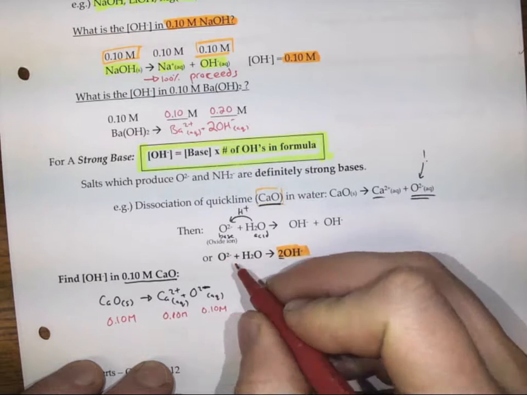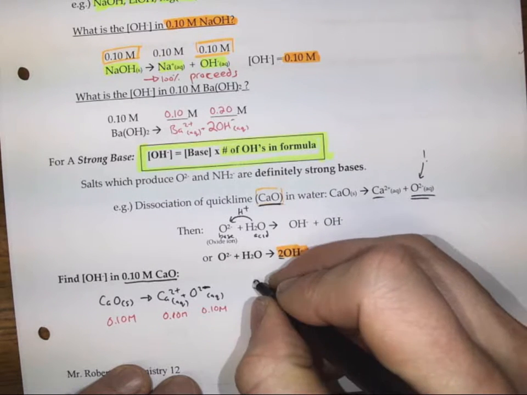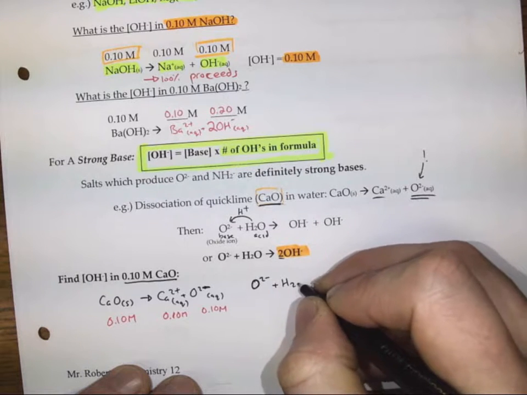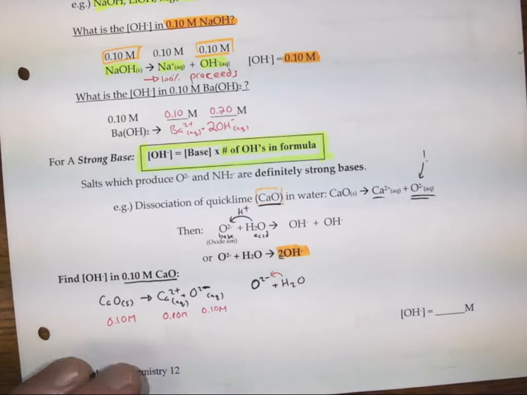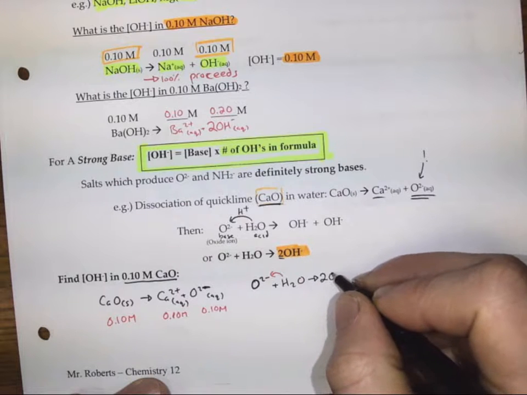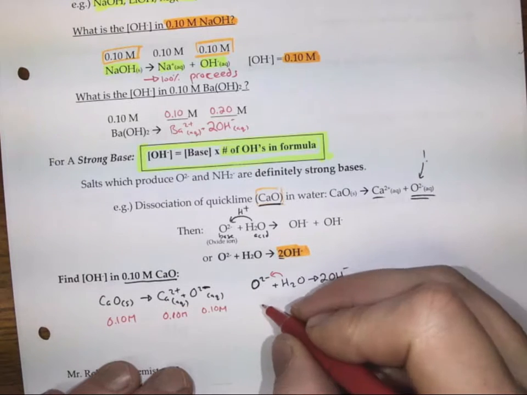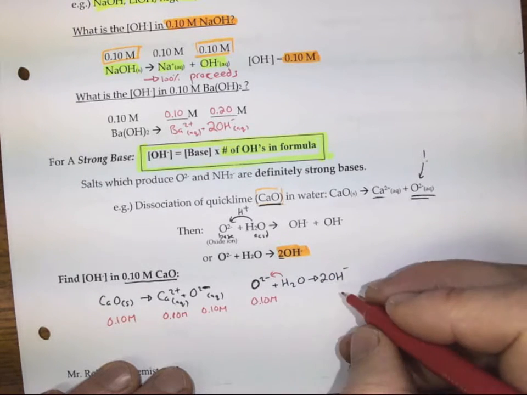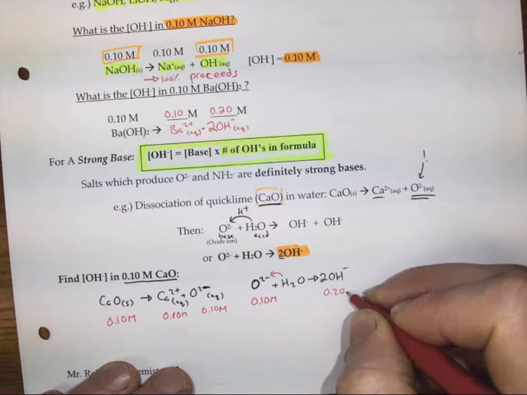However, if I look at this reaction here, I have an oxide ion, which will mix with water. It's going to steal a proton, and as a result, just as we talked about, it's going to create two hydroxide ions. Okay, so if I had 0.10 molar of my oxides, I'm going to actually have twice as many hydroxides.